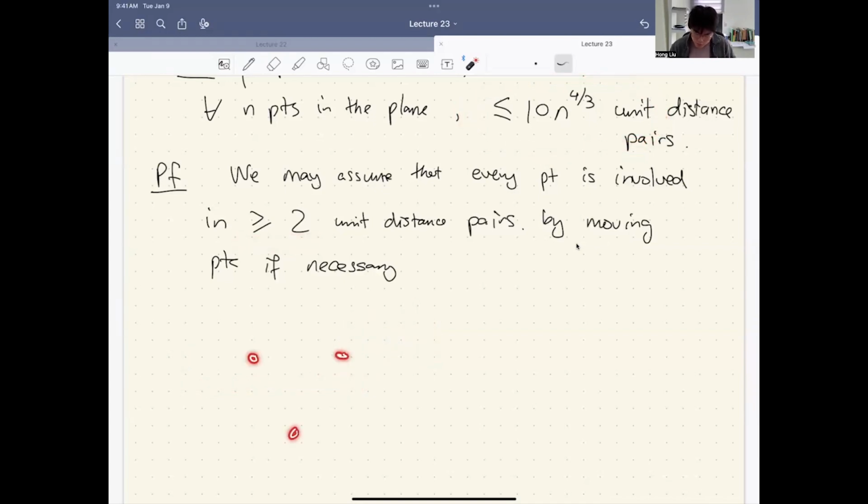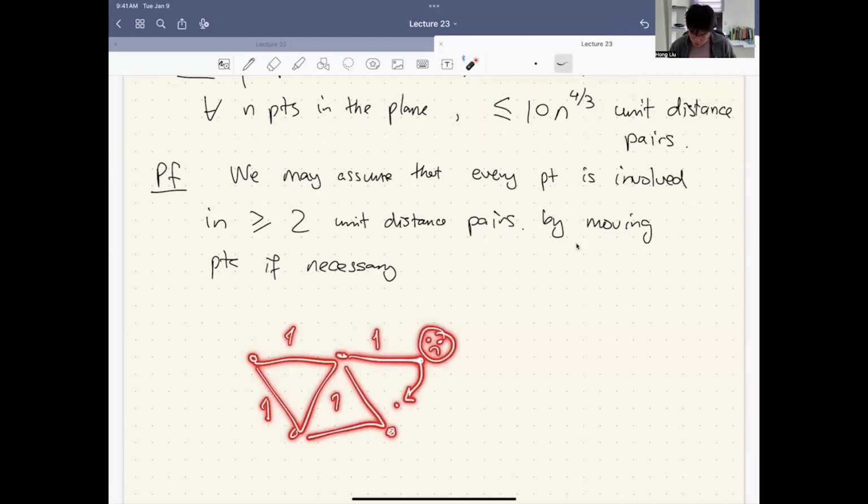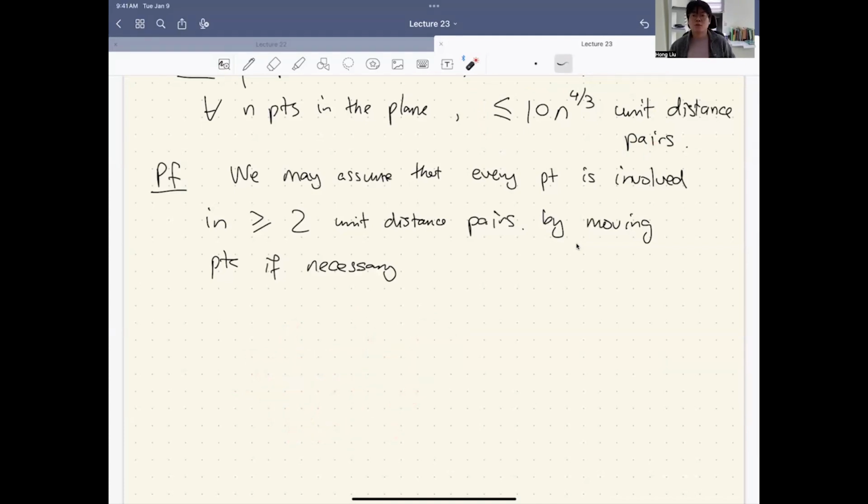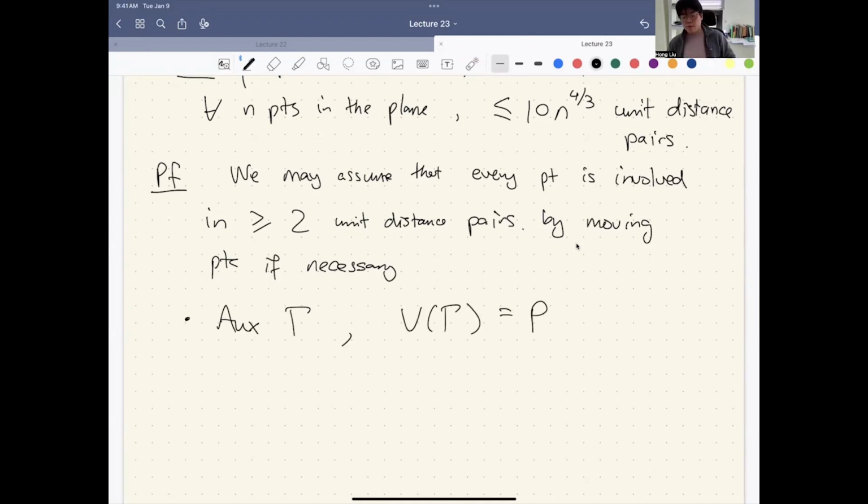At least two means, so again, this is 1, 1, 1, right? Now, if you have a point that looks like this, only involved in just one, then you just move it to this position, so it's involved in two. You can always do that, all right? So every point is now involved in at least two unit distance pairs. We build an auxiliary graph Gamma, where the vertex set of Gamma is the set of n points after we moved them, if necessary, so as to have this property.